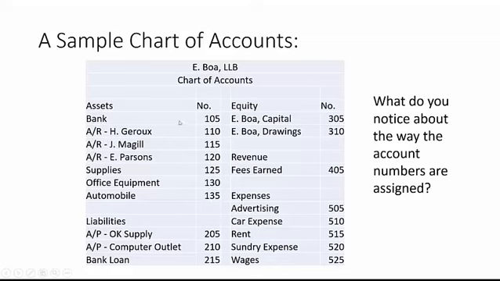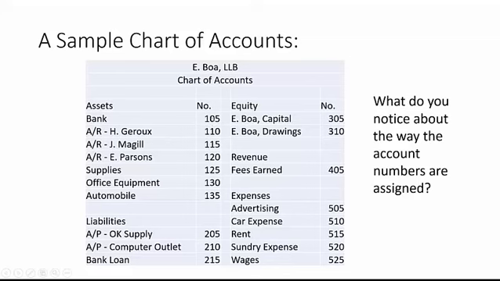So bank, which would always be first, is listed first. It has the lowest number. My three accounts receivable, in alphabetical order by last name, are also numbered accordingly, right up to my last account, which has the highest number. Now you're looking at this and saying, well, wouldn't bank be listed as number 100 or 101? Yes, you could, but you'll also notice that there is space before and between each of these accounts.